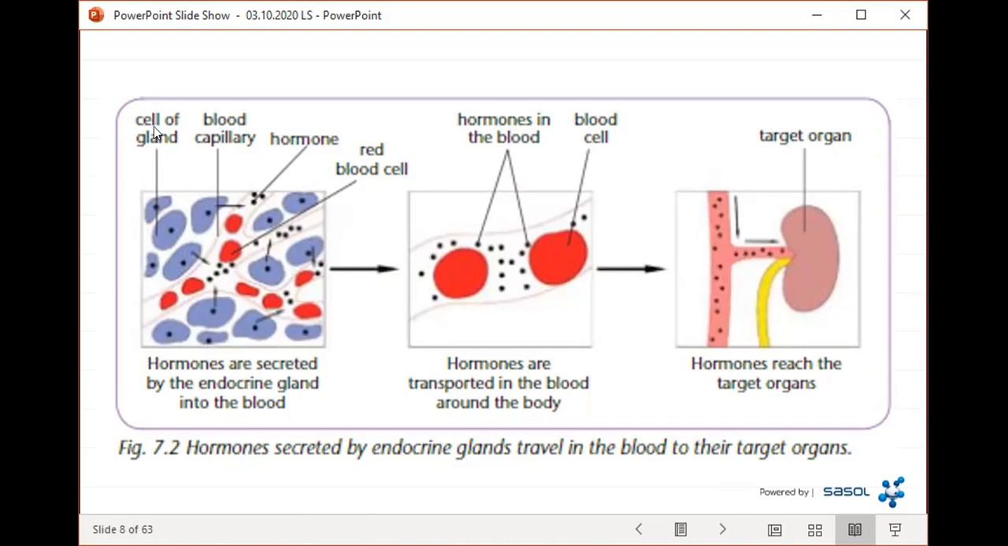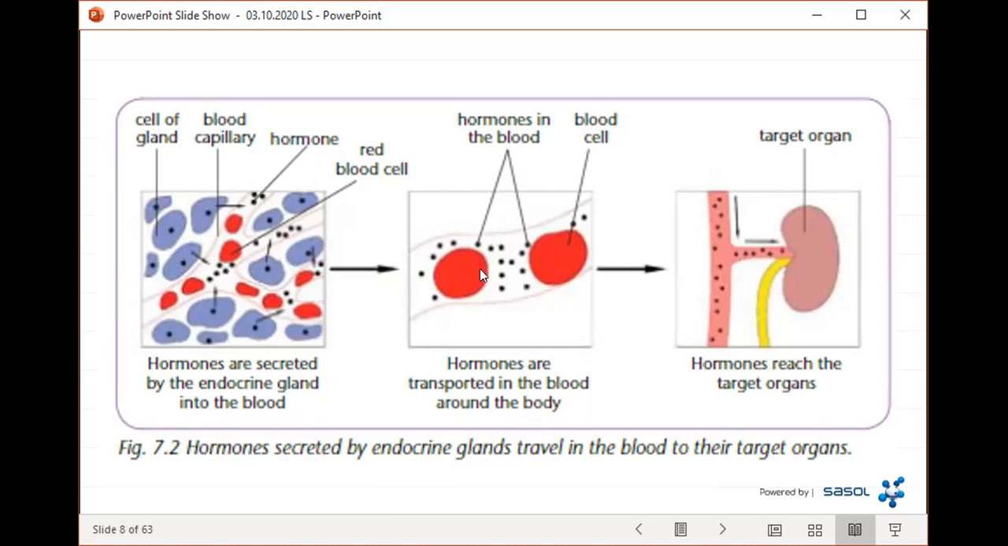Okay, so we have the cells of the gland, which are in blue. Then we have our blood capillary. Then we have our hormones, which are the black dots right there. Then we have the red blood cell, which is in red. So now these hormones are released from the cells of the gland into the blood capillary, and the hormones are now in the blood capillary in the second picture.